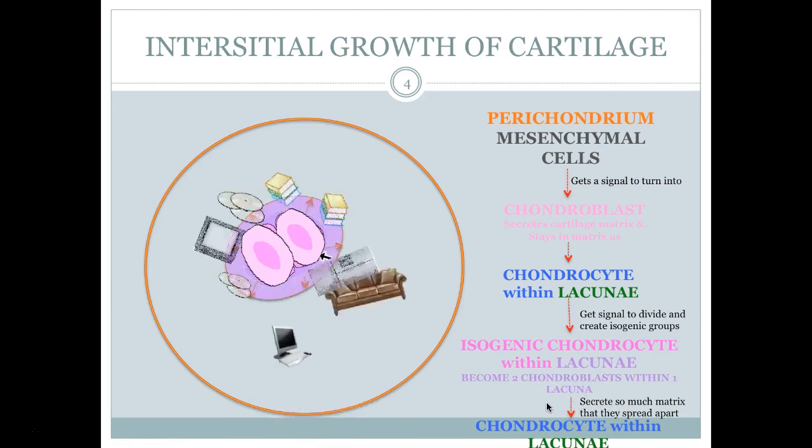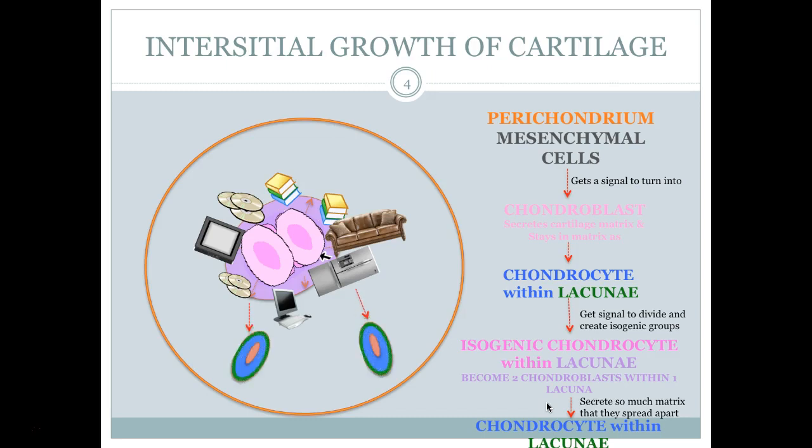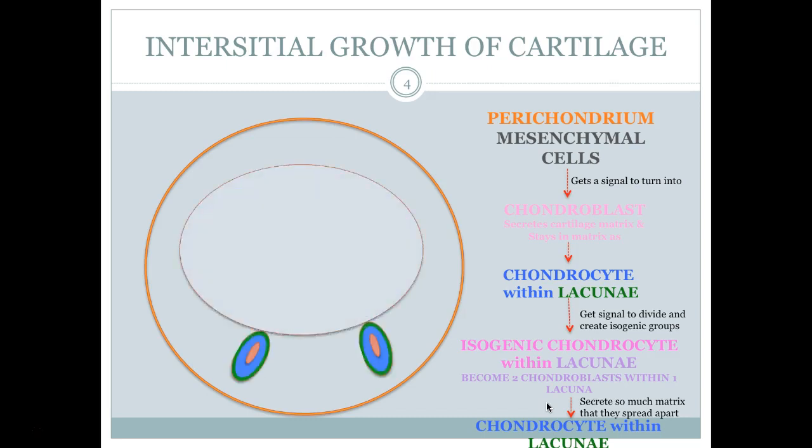They secrete so much matrix, so I always like to think of this as roommates coming to live together in one space within a lacuna, and everybody starts bringing in their stuff, and they're like, well, I want to bring in my couch, and my TV, my computer, my fridge, and so on. Anyway, it gets so dense in that one area that they decide to spread apart. And they go off on their merry way, separate as chondrocytes within their own lacuna. So that's what's happening within interstitial growth. It's making the cartilage tissue more dense.